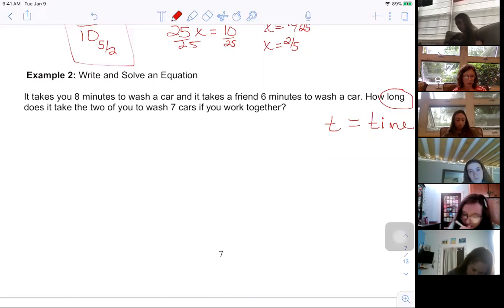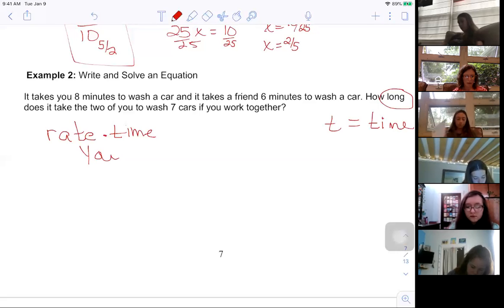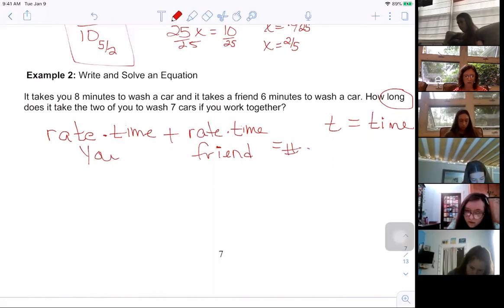I'm going to give you a little help here. We're going to take the rate times the time for you, add that with the rate times the time for your friend. And then that's going to be equal to the number of cars. Because we have a rate that you're washing a car, and we have a rate that your friend's washing a car. So it's a tricky problem for sure.